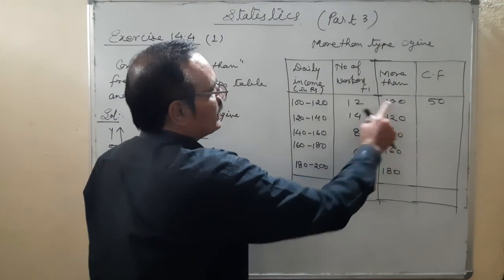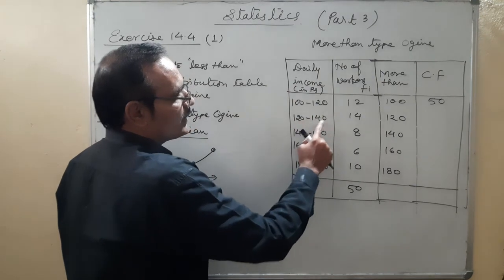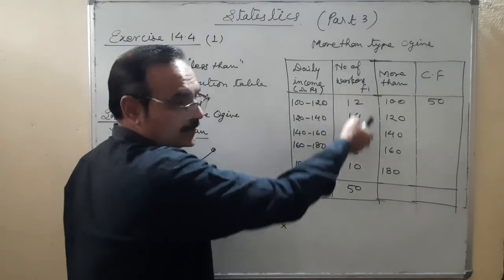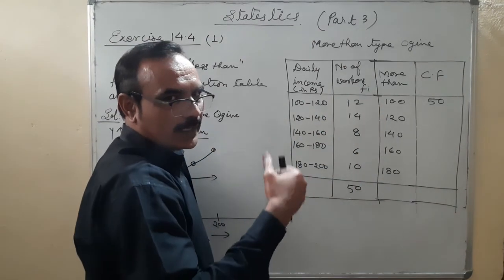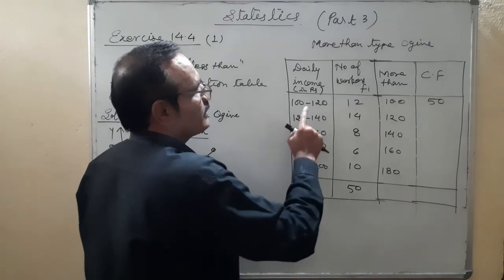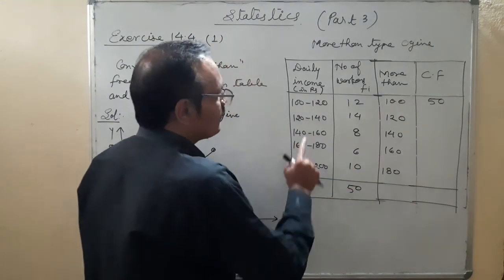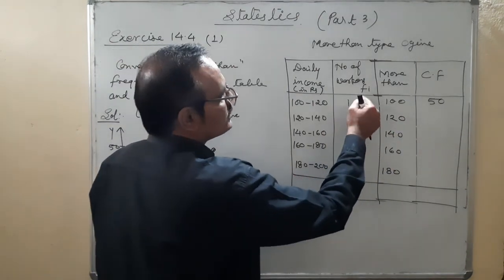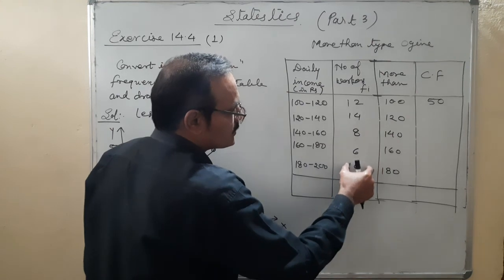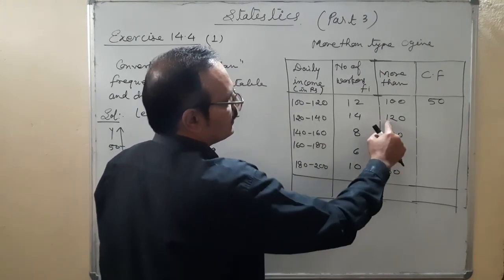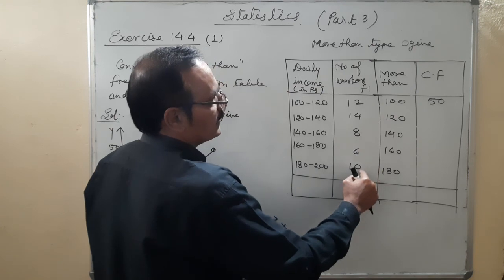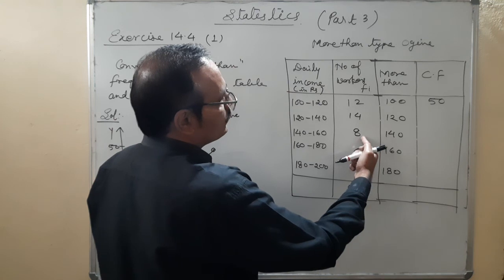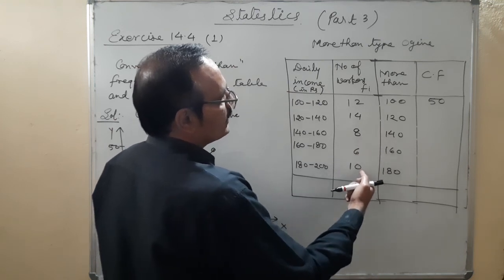With more than 100, you see 100 to 120, 120 to 140 up to 200. We are not seeing anything which is less than 100. These all terms are coming in the category of more than 100. So more than 100 is 50. More than 120, when we are talking about more than 120, it means this number should be excluded and some of these terms are coming more than 120. See, 14, 8, 6 and 10. So more than 120: 14 plus 8, 22. 22 plus 6, 28, plus 10, it is 38.